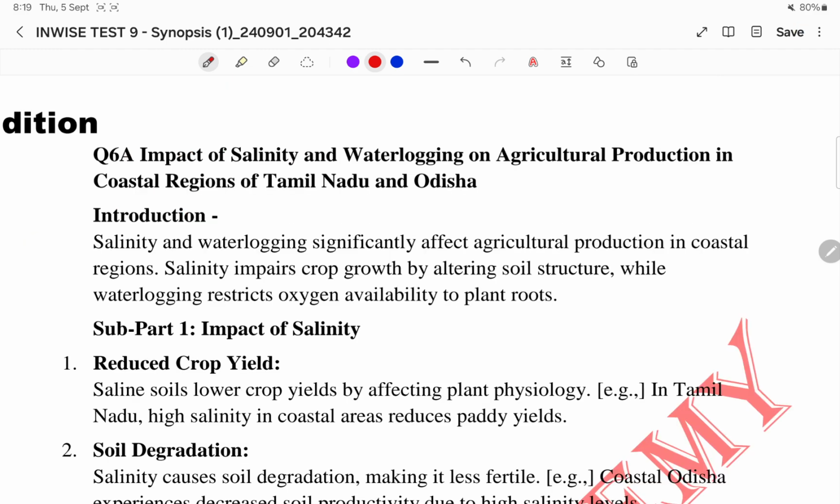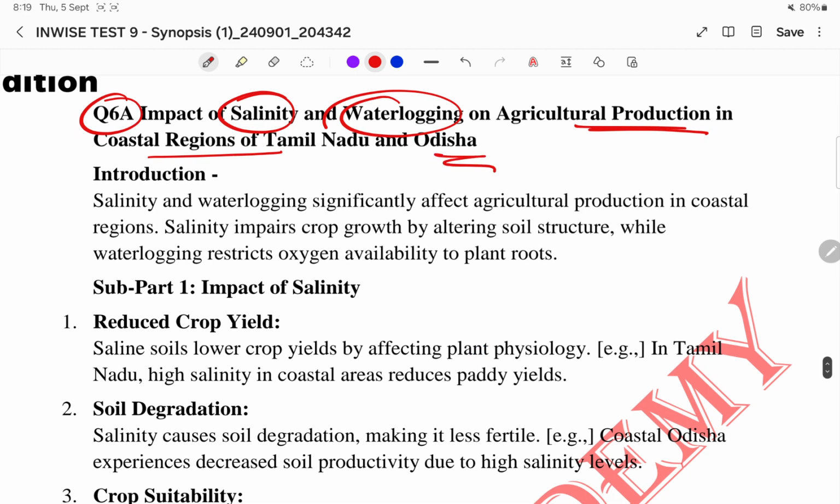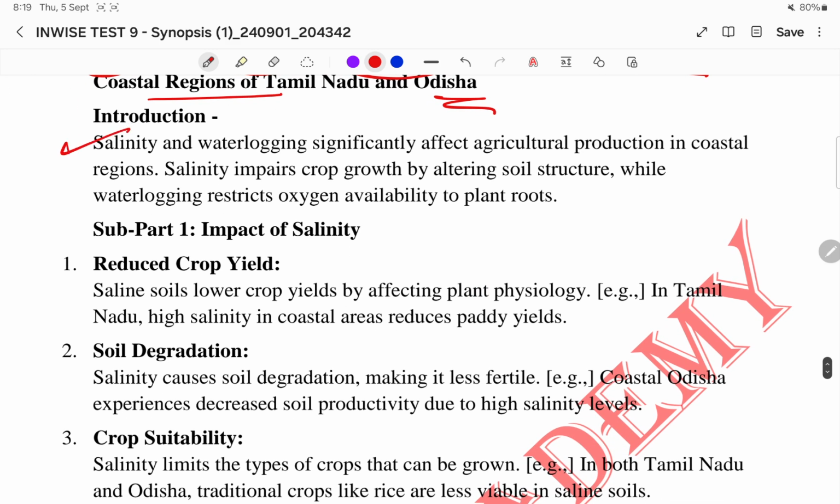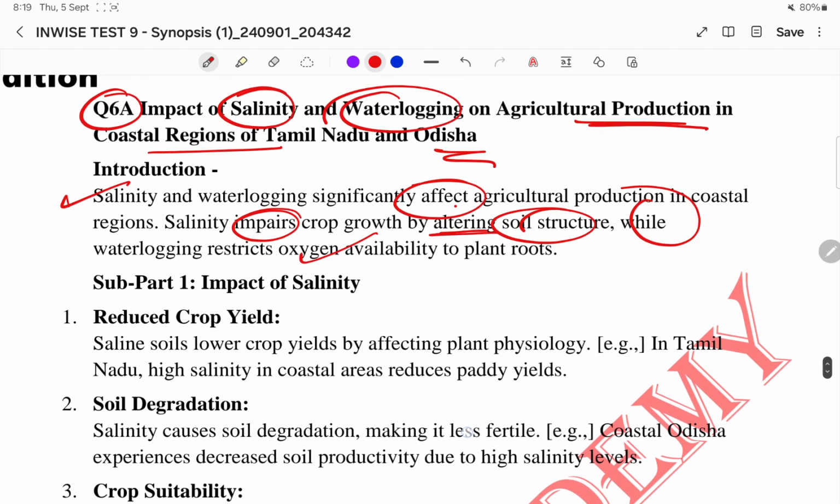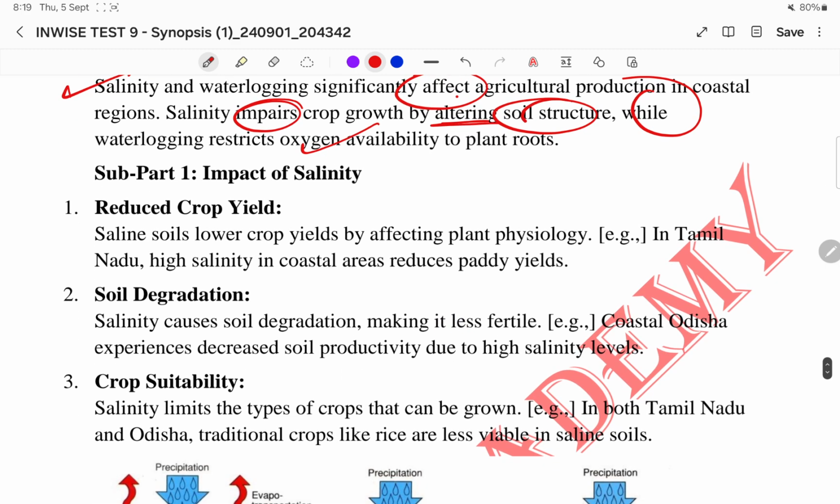So question 6a: Impact of salinity and waterlogging on agricultural production in coastal regions of Tamil Nadu and Odisha. Okay, salinity and waterlogging significantly affect agricultural production in coastal regions. Salinity impairs crop growth by altering the soil structure, while waterlogging restricts the oxygen availability to plant roots. So that is the main effect due to salinity and waterlogging, right?